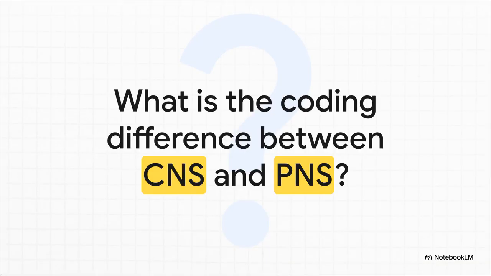So, I've got a huge question for you right off the bat. Do you know the exact coding difference between the central nervous system and the peripheral nervous system? Really take a second and think about it. Mastering this distinction, well, it isn't just a flex of your anatomy knowledge. It is absolutely make or break for passing the CPC exam.